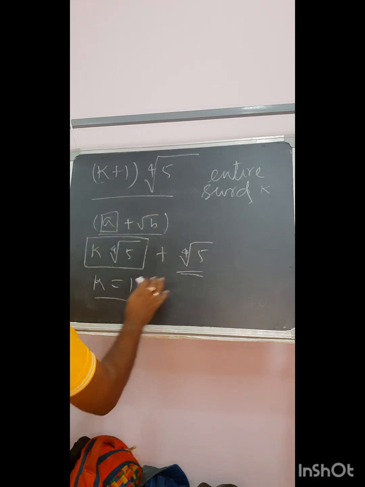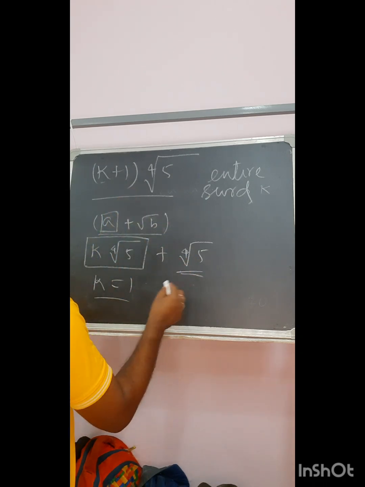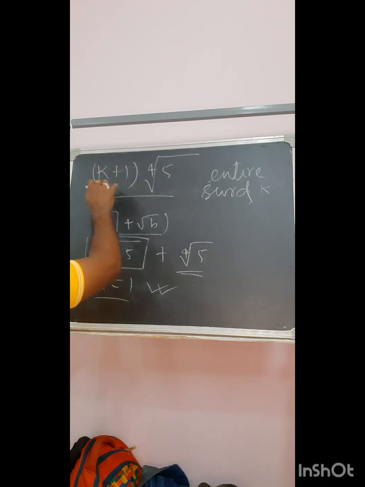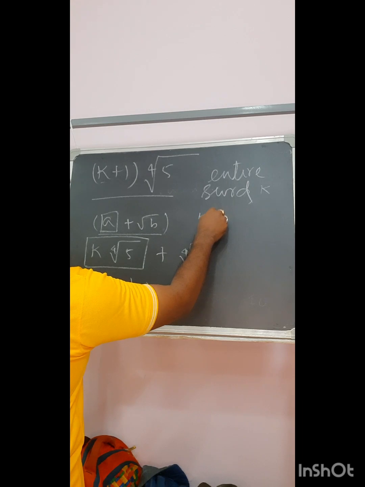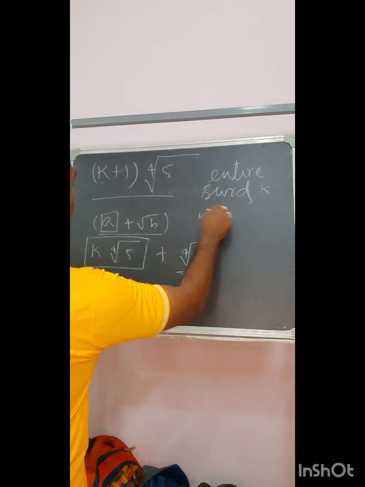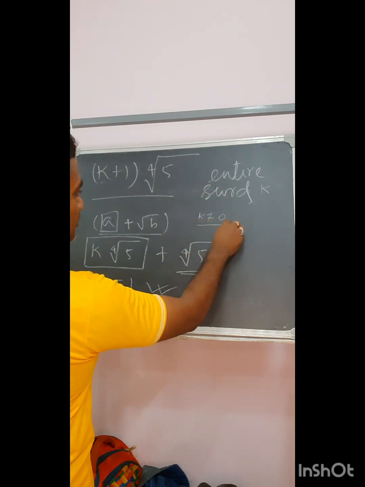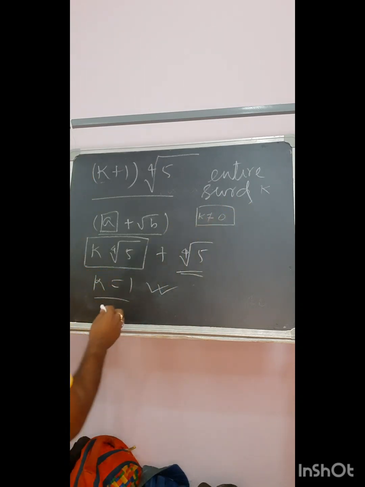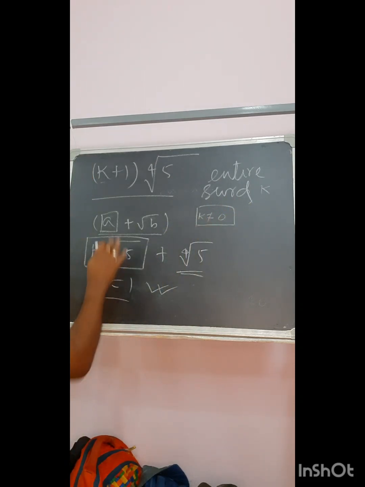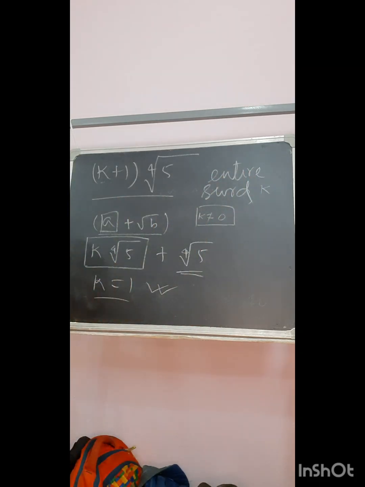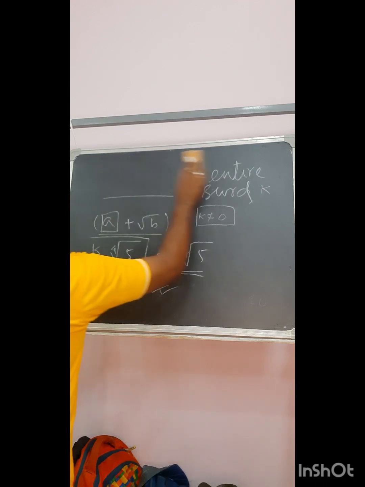or the pure surd. So with this I can conclude the value for which k stands. So k cannot be 0 because k is given as an integer, and 0 will not be considered here. So k is equal to 1 is the value for which it could be an entire surd, meaning a pure surd. You cannot have some rational number in that. So this is for now.